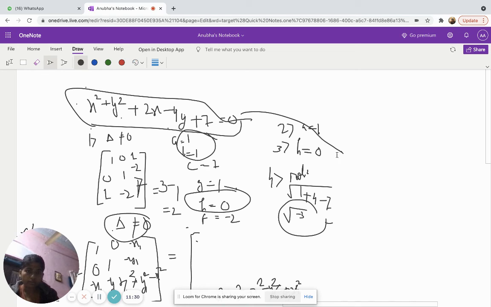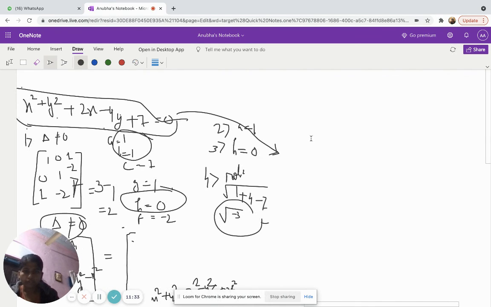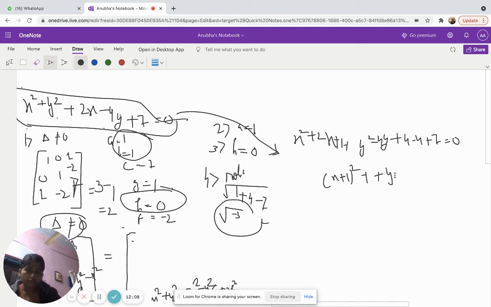You can also check it by simply clubbing the x square plus 2x terms and clubbing the y square minus 4y terms. x square plus 2x must be made a square, so we add 1 and minus 1. Similarly, y square minus 4y must be a square, so we add 4 and minus 4, plus 7 equal to 0. So let's combine it. x square plus 2x plus 1 is x plus 1 whole square minus 1, plus y minus 2 whole square minus 4 plus 7 equal to 0.